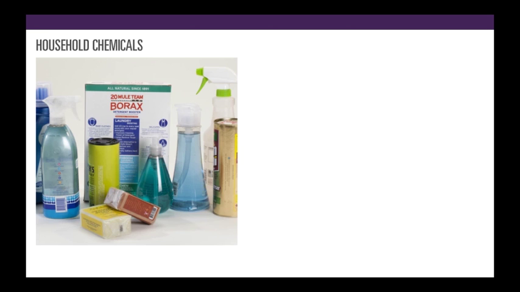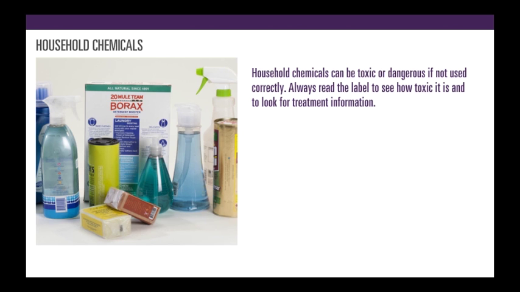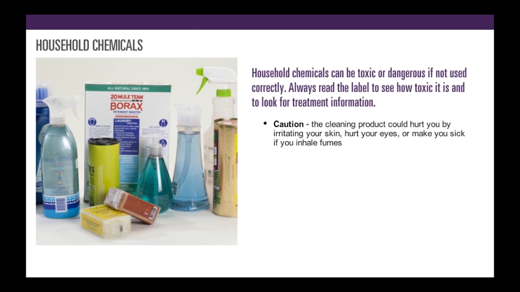When cleaning, you may use certain household chemicals, such as bleach, ammonia, oven cleaner, or all-purpose cleaners. These chemicals can be toxic or dangerous if not used correctly. Always read the label to see how toxic it is and to look for treatment information if the chemical is inhaled, swallowed, or gets on skin. If the label says caution, that means the cleaning product could hurt you by irritating your skin, hurt your eyes, or make you sick if you inhale fumes.